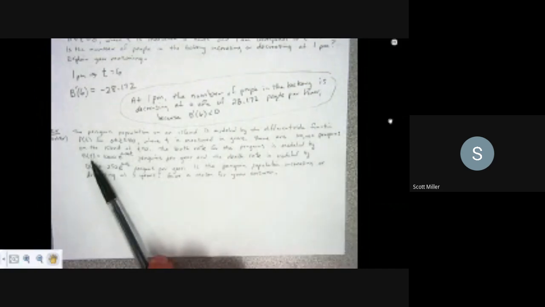The birth rate of penguins is modeled by B of t, and is this equation right here. I know it's kind of hard to read, but it's basically 1,000 times e to the 0.06t, and that is the rate at which they are being born, in penguins per year. And the death rate is 250 e to the 0.1t penguins per year. Is the penguin population increasing or decreasing at 5 years? Give a reason for your answer. Okay?